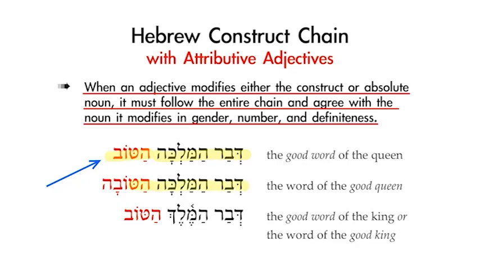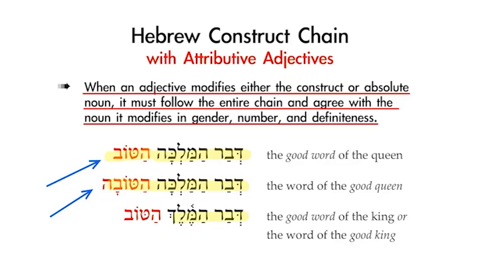Devar Hamelcha Hatovah. In this second example, again, we have the adjective appearing outside of the construct chain, Devar Hamelcha. Does it modify the noun Devar or the noun Melcha, queen? Because the adjective is feminine and singular, we know that it must be modifying the word queen because queen is feminine singular and the word for word is masculine singular. So do you understand the adjective is going to match the noun that it modifies inside the construct chain? So that means that sometimes you might not know which noun the adjective is modifying. You have to determine that based on context, and that's our third example.